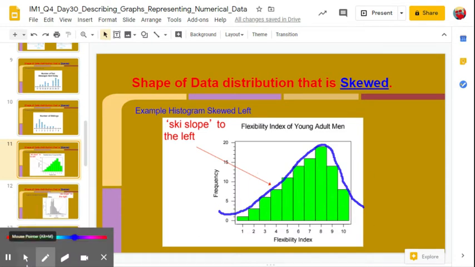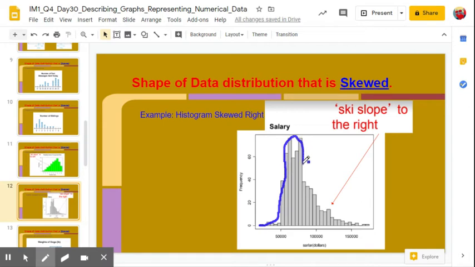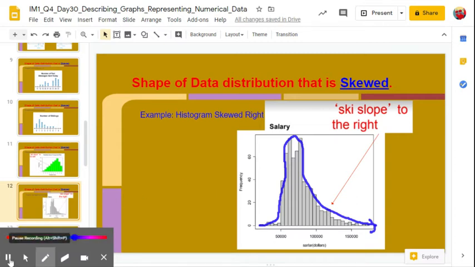And then we can look at another example where it's now skewed to the right. So here we have some line that goes up, up, up, up, up, up. And then we can see how this kind of tails down this way. This would be skewed to the right. So this example of histogram where that slope is on the right side of the data set.